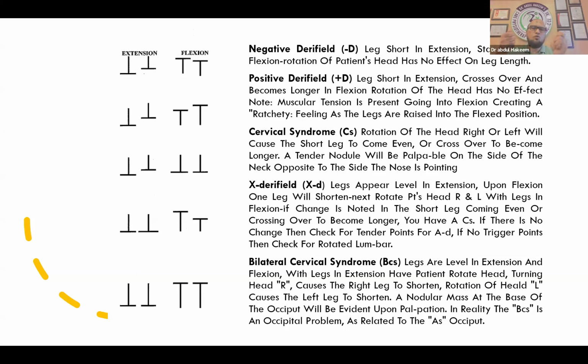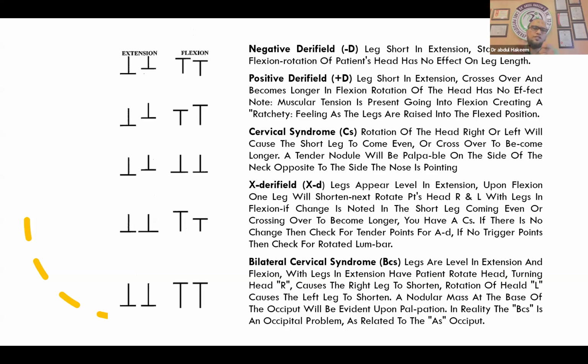Then ask the patient to rotate the head to one side. During rotation, if the legs become equal, it means there is a possibility of cervical syndrome. If leg length doesn't change, again you have to look for the negative Derifield, that is AI sacrum. When coming to bilateral cervical syndrome, in extension the legs will always be equal.